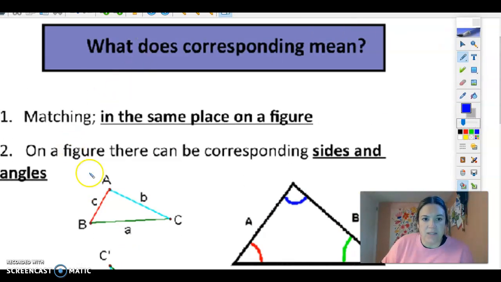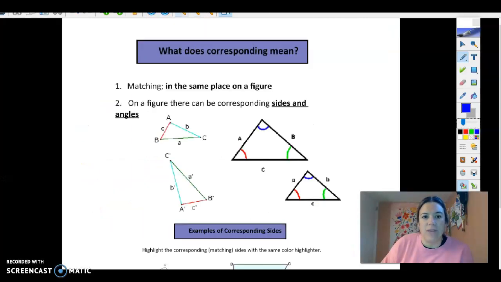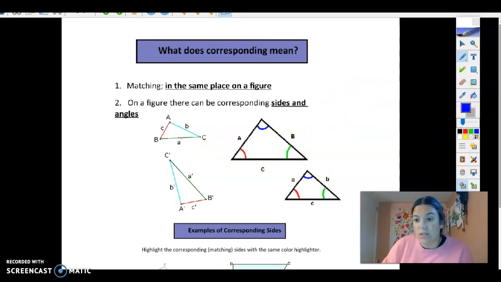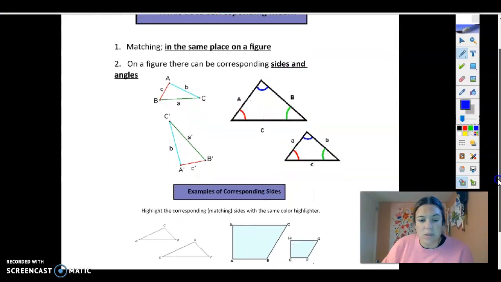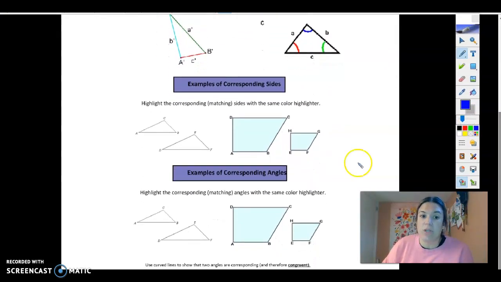So corresponding means that they're matching in the same place on the figure. So if these two figures are similar figures, then we can talk about their sides corresponding to each other and their angles corresponding to each other. So in this one, we have this blue mark and this blue mark, that means that those angles correspond to each other. And if they're similar figures, they're equal. Same thing with this angle corresponds here and this angle corresponds here, but you're not always going to have colors to show the differences. So sometimes there's other ways that we're going to write which sides are corresponding.